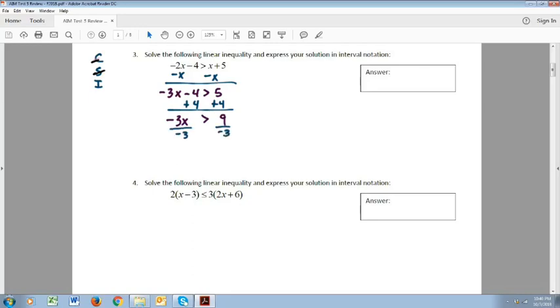And now we divide both sides by -3. And now here's where things are a little bit different with inequalities. We learned that if we divide both sides by a negative, we're going to have to reverse the symbol. And so this is going to become x is less than -3. 9 divided by -3. And in interval notation, well, let me graph that first. It would look like that. And so in interval notation, it's going to be -infinity to -3.